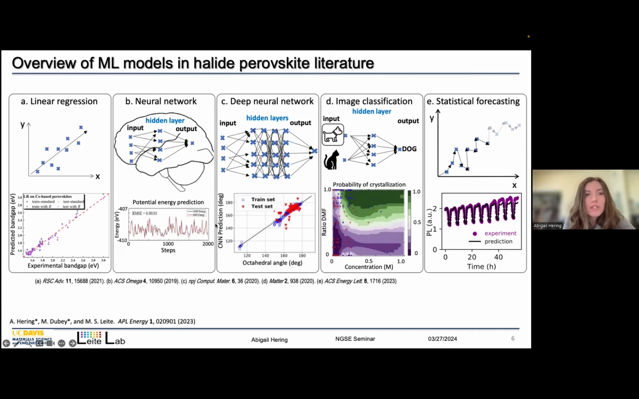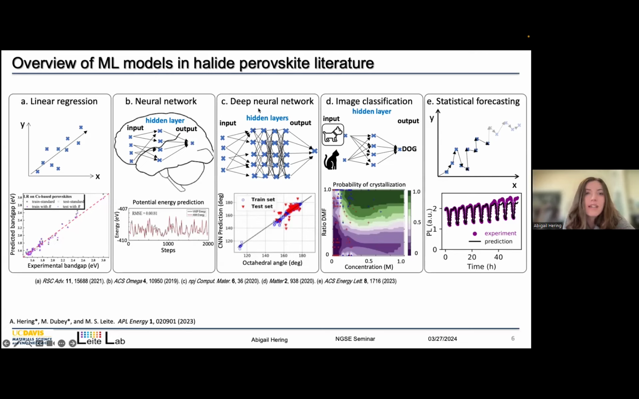So in this example, the potential energy of methylammonium lead iodide perovskites is estimated with an artificial neural network, and it's compared to a DFT simulation. So they actually match up very closely, despite the DFT simulation being much more computationally expensive than the machine learning prediction. So then the next model would be a deep neural network.